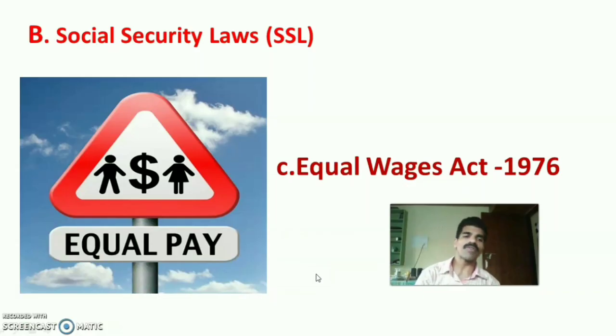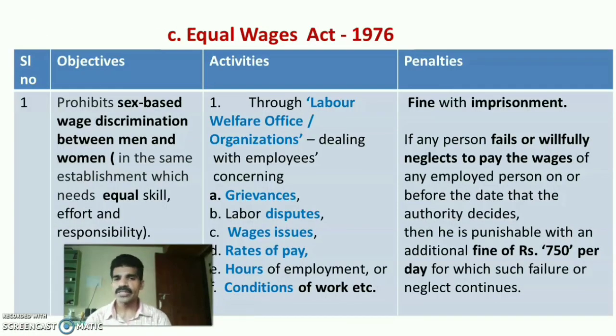The last one is the Equal Wages Act 1976. The objective of the Equal Wages Act 1976 is to prohibit sex-based wage discrimination between men and women. So equal services have to be paid an equal amount. Equal responsibility has to be paid an equal amount. So prohibit or stop the sex-based wage discrimination between men and women. Both should be paid the same amount according to the Equal Wages Act 1976. So that could be claimed through a labor welfare office or organizations.